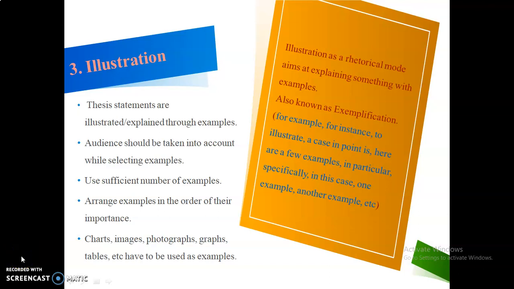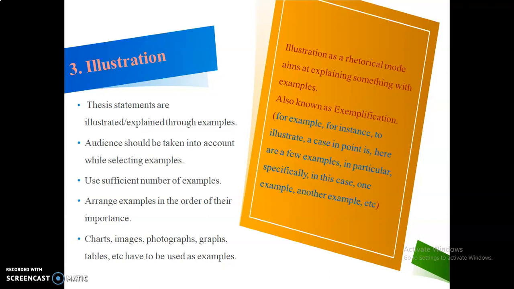Now, dear students, let's resume from where we stopped in the last video. In the previous video, we discussed different rhetorical strategies, and we have already discussed two of them, such as description and narration. And in this video, we are going to discuss the remaining ones.